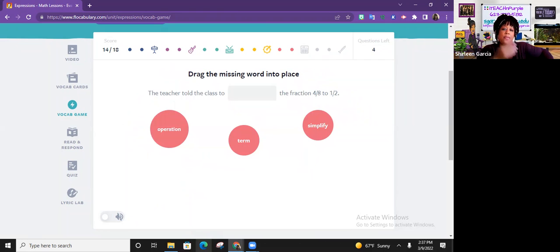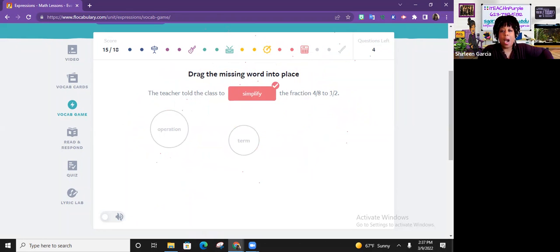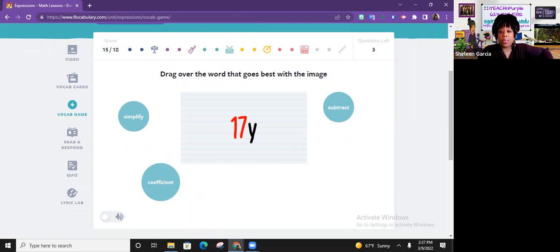With the defense explanation of why your answer is correct, the teacher told the class to blank the fraction from 4/8 to 1/2. Is that an operation, term, or simplify? Simplify, to bring it down to its smallest terms. Yes. All right. 2 more, I think, or 3 more.